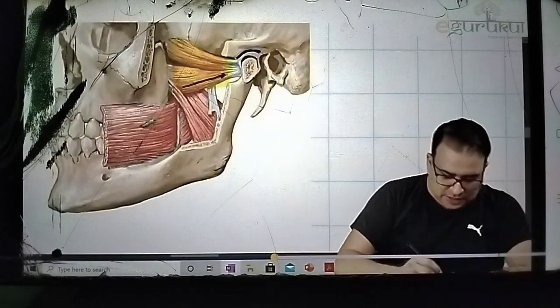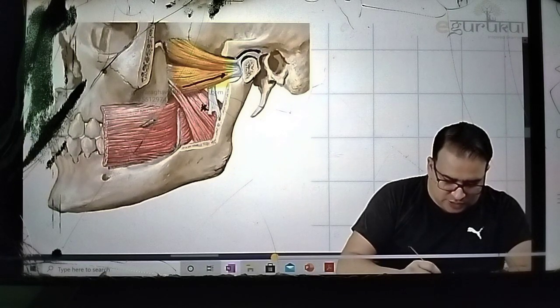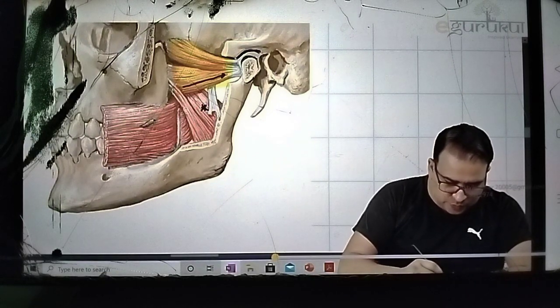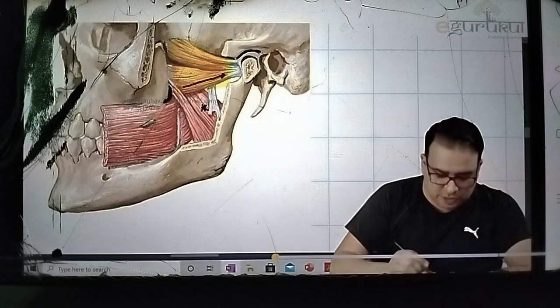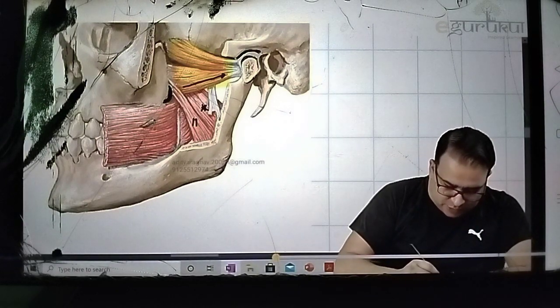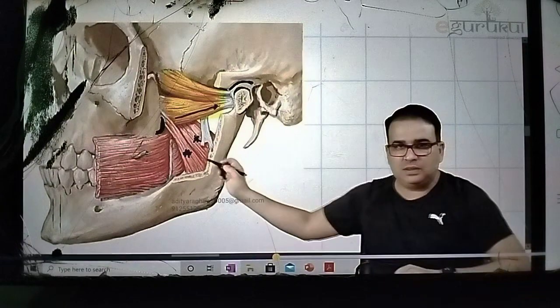I hope you can see both the heads better. Look at this head here, the one I'm putting an asterisk sign on. This is the deep head here, and this is the superficial head. Look, the superficial head is coming from the posterior surface of the maxilla here, that is the maxillary tuberosity. So this is the superficial head, the one where I put a hash sign, and that one is the deep head.